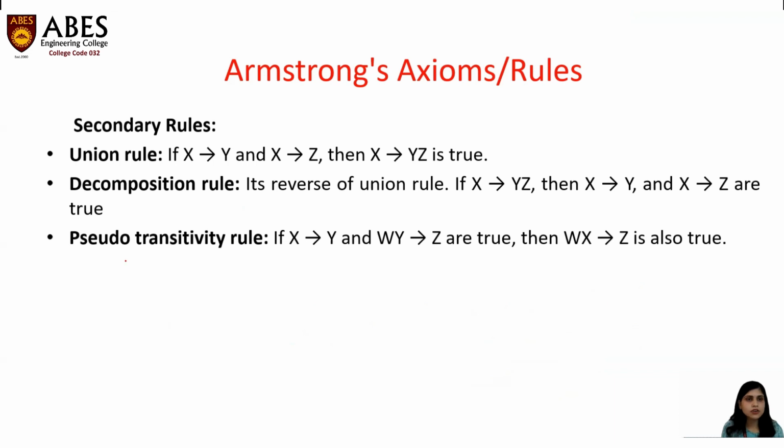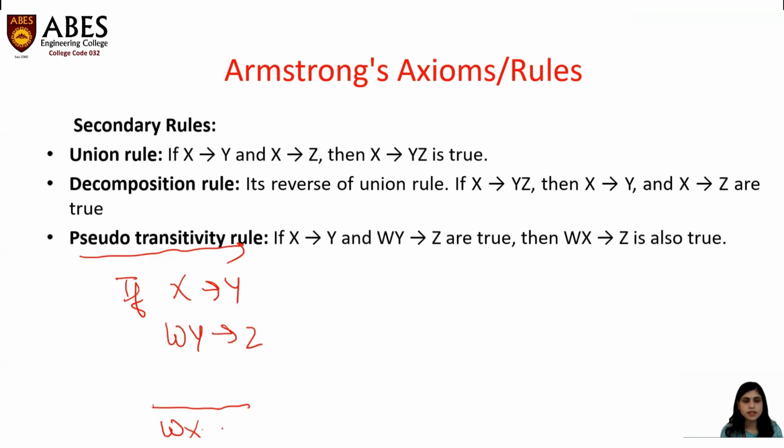The last category of secondary rule that we are going to discuss today is called pseudo transitivity. According to this rule, if X can determine Y and if WY can determine Z, then we get this functional dependency, or we can write it as WX can determine Z. So actually we need a dependency from WX. So how to prove it is correct or not?